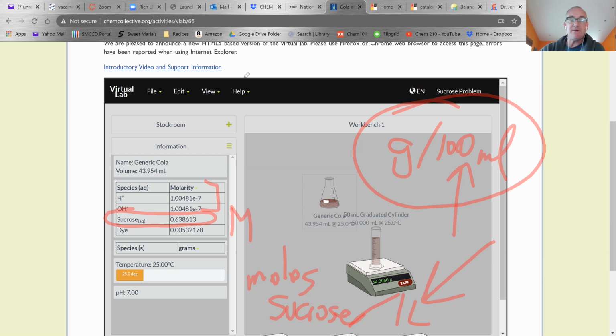Another thing I want to point out is, what would be the pH of this cola? Seven. Yeah, it'd be 7. Is that accurate? No, isn't water 7? Yeah, water is 7. What would be the pH of a carbonated beverage? Would it be lower than 7 or greater than 7? And why?